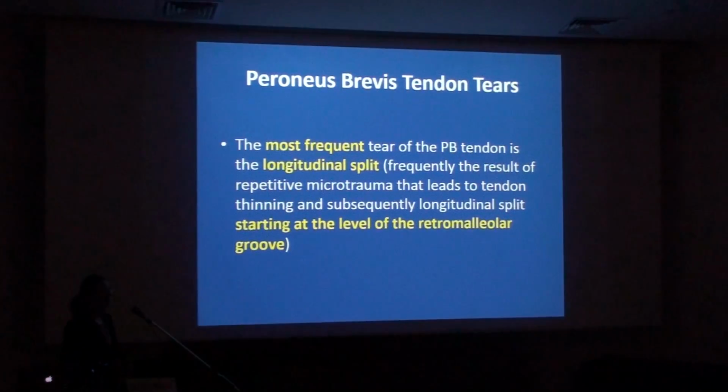The peroneus brevis tendon is more commonly injured than the peroneus longus, and the most frequent type of tear is a longitudinal split, frequently the result of repetitive microtrauma that leads to tendon thinning and subsequently a longitudinal split, starting at the level of the retromalleolar groove, and that can travel far distally, and later on there is frequent reconstitution of the tendon.